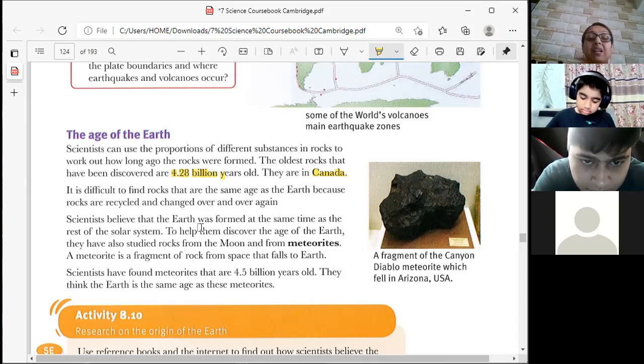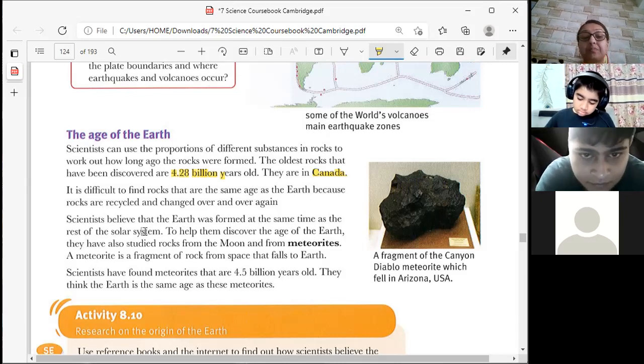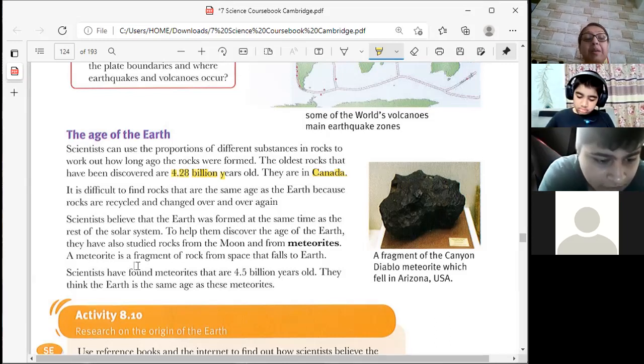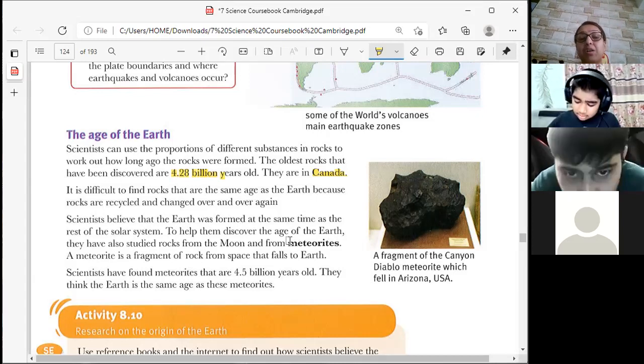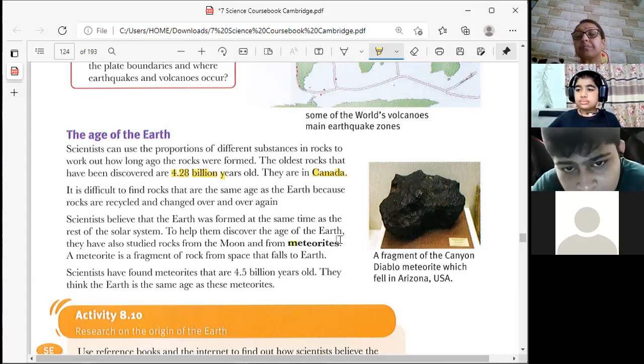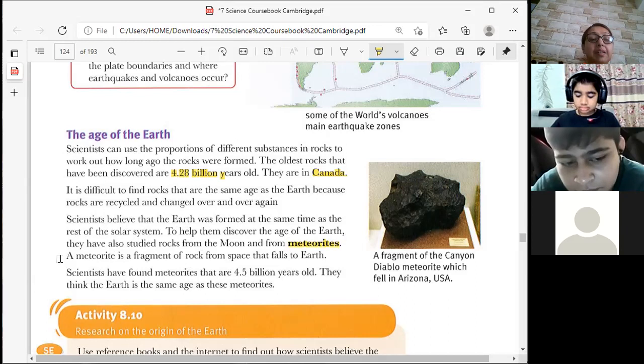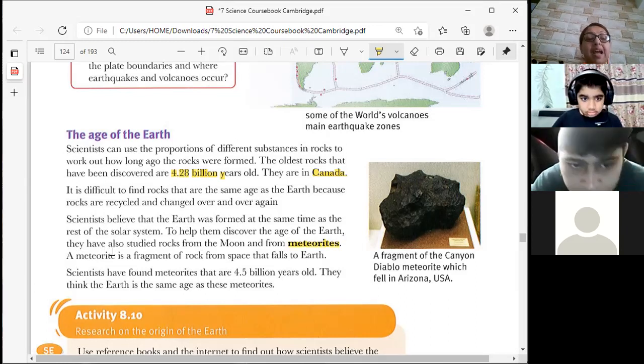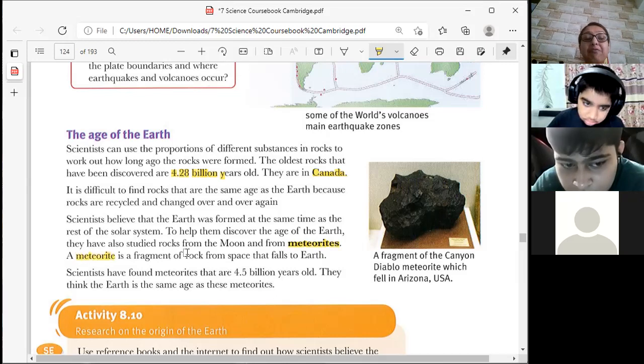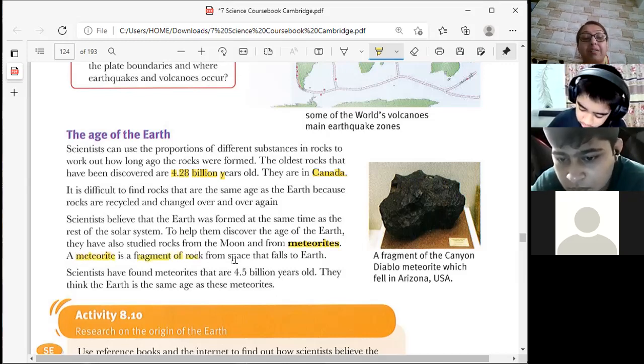Scientists believe that the Earth was formed at the same time as the rest of the solar system. To help them discover the age of Earth, we have studied the rocks from the Moon and from meteoroids. A meteoroid is a fragment of rock that falls from space and falls on the Earth. Have you heard about meteors? Meteors are fragments of rocks that fall from space onto the Earth.